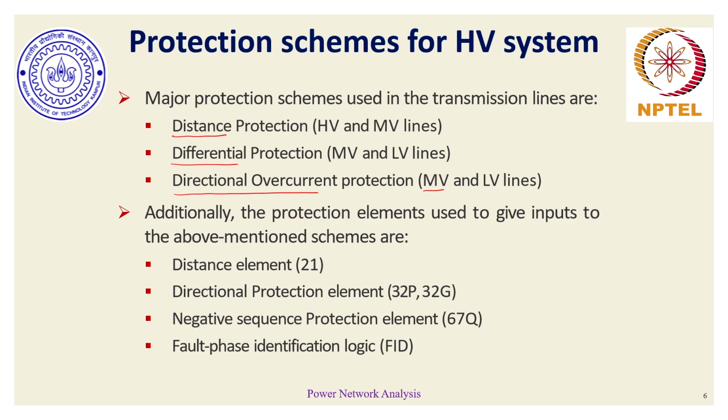In addition to these protection philosophies for protecting high voltage transmission lines, these schemes have certain elements specified with them. The number codes here indicate those elements. It's again as per some ANSI or IEEE standard, which we don't have to bother about as of now. To enable these schemes, we need the help of certain elements. Those elements are mentioned over here: distance element, directional protection element, negative sequence protection element, and fault phase identification logic.